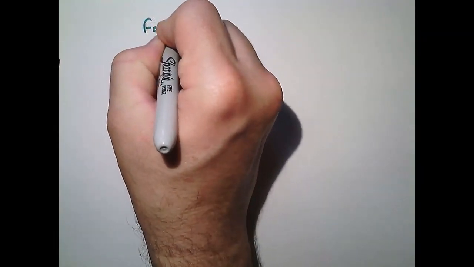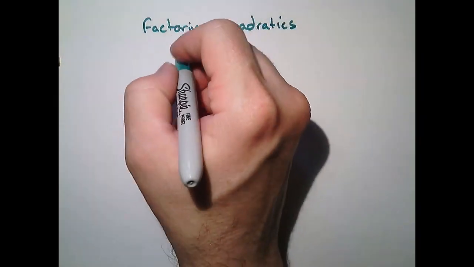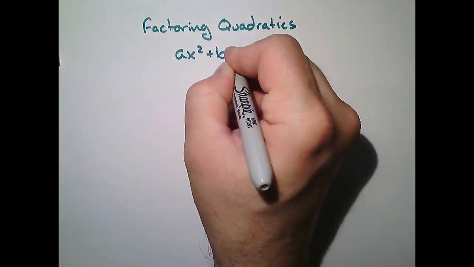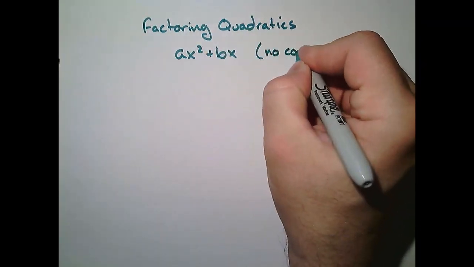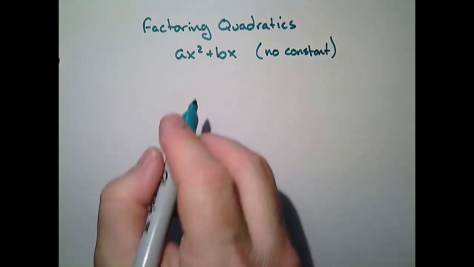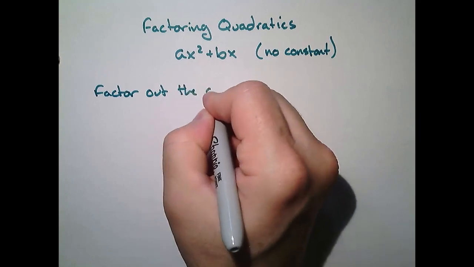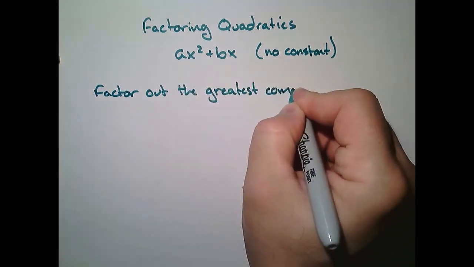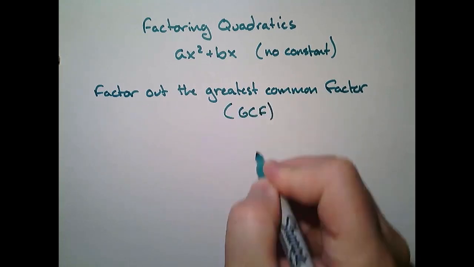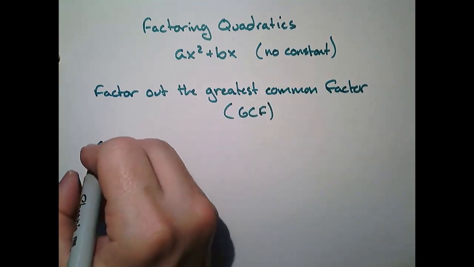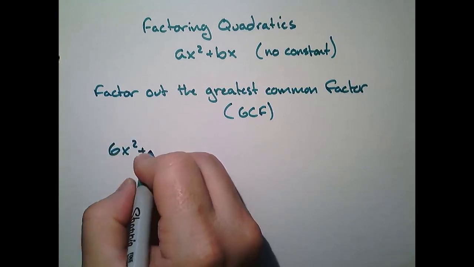All right, let's take a look at our second method, where we're going to factor a quadratic in the form of ax squared plus bx. So we have no constant. We have no c. In this case, we're going to factor out the greatest common factor, also known as the GCF. Here I'm going to use an example, 6x squared plus 3x.